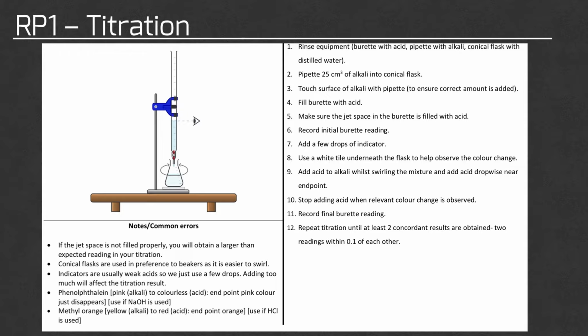If we're using phenolphthalein, that is pink in alkali and colourless in acid, so at the end point the pink colour will just disappear if we're using sodium hydroxide. Methyl orange is another indicator you could use. It's yellow in alkali and red in acid, so the endpoint is when it appears orange just before it changes colour. That is if hydrochloric acid is used.